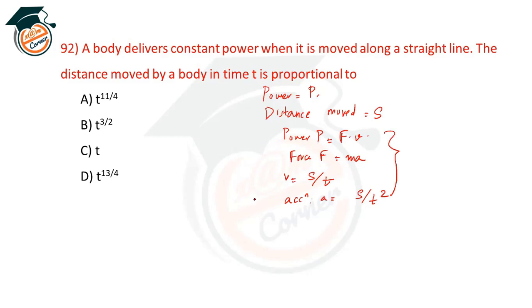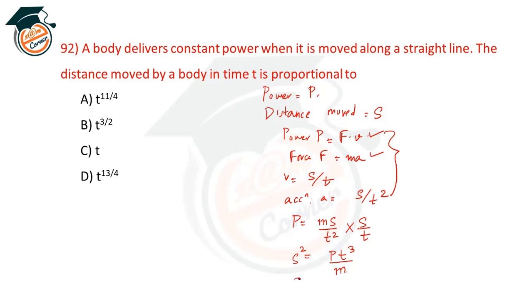Now, considering these equations, we can write P equals M S by T square into S by T. We are just substituting the values: S by T in place of V, and S by T square in place of A. So solving this, we get S square equals P into T cube by M.